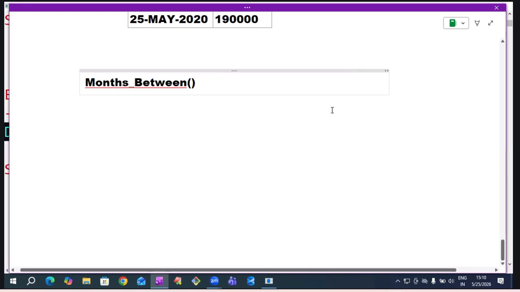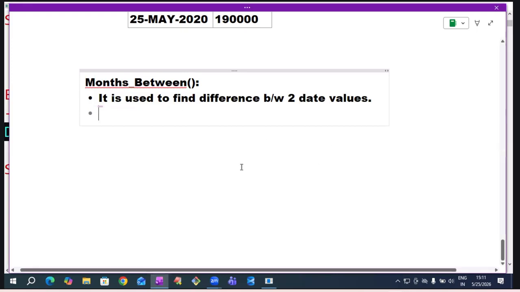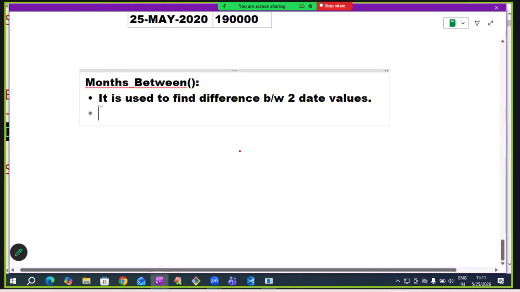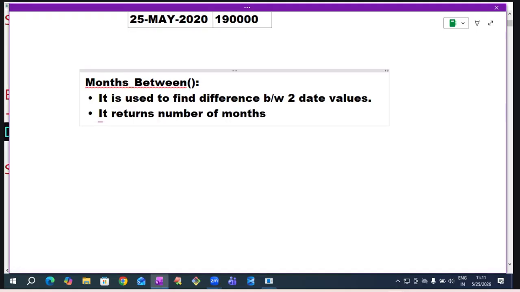It is used to find the difference between two date values. So from the first date to the second date, how many months gap is there? To find that, we use this one. This function always returns the number of months.